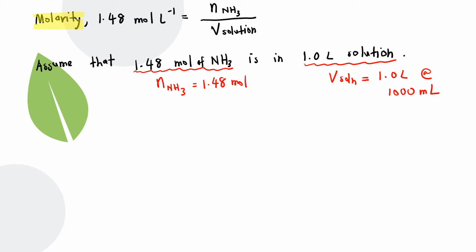And then kita pergi kepada soalan A. So soalan A, you nak cari mole fraction of ammonia. So which is XNH3 equals to NNH3 over NNH3 tambah N of water. So daripada assumption kita tadi, kita dah ada number of mole untuk ammonia, which is here and here. But our problem is kita belum jumpa N of water. Okay, so macam mana nak cari N of water?